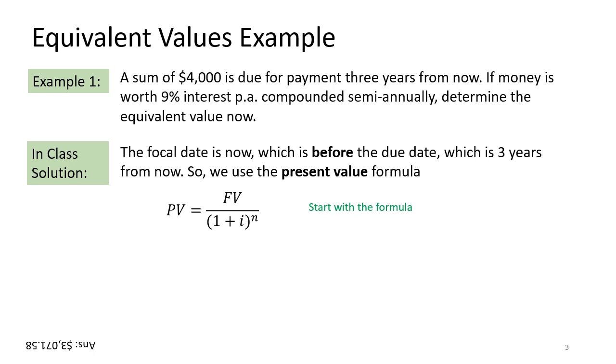It says that a payment is due 3 years from now. In other words, 3 years into the future. And it's trying to find what the equivalent value is now. So if you think about your graph, you're sitting right here, now, and your due date is 3 years in the future. So this is year 3, and we'll call today year 0.